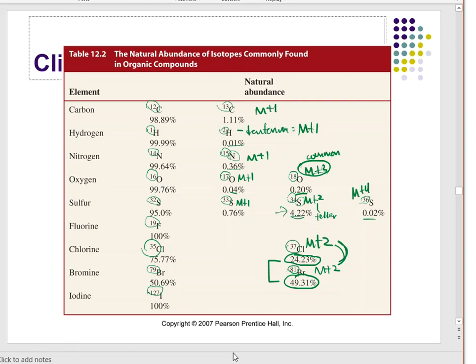So that's where I'm stopping this video. We're going to go on and talk about another typical calculation that I can pull from this information that will give me some more ideas of how this molecule is structured and what's making it up.